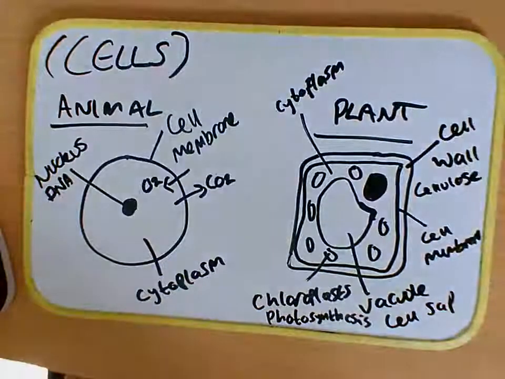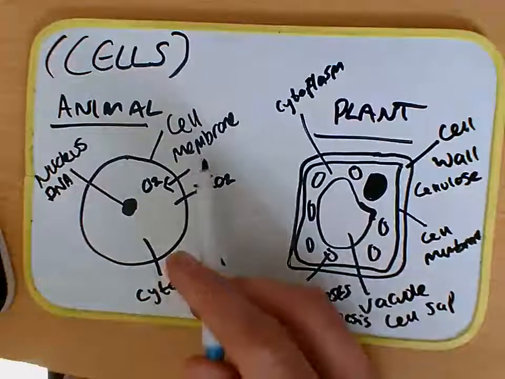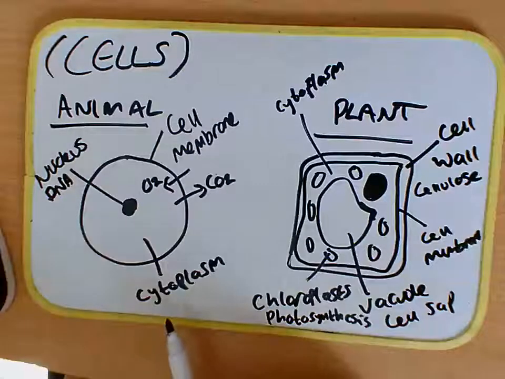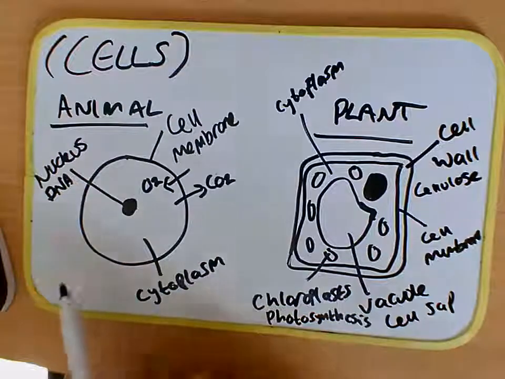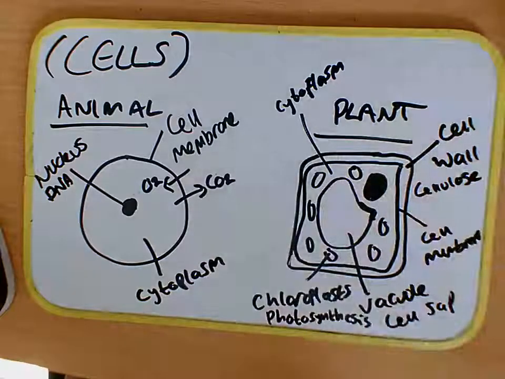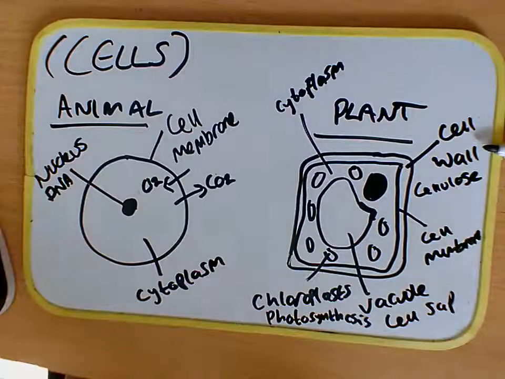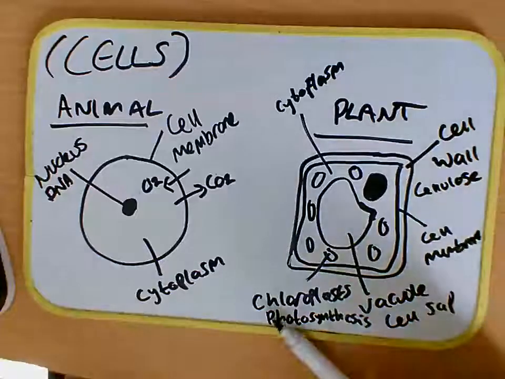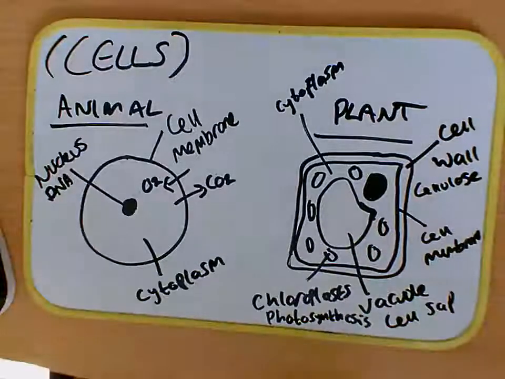and that is it. So they share in common the cell membrane, the nucleus, and the cytoplasm. Difference of shape: one is round, one is more square or rectangular. And plant cells have three additional parts. We have a cell wall, we have a vacuole, and we have the green chloroplasts.